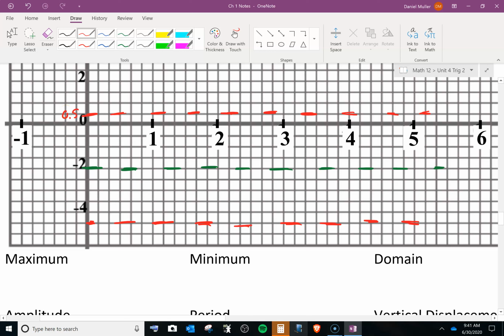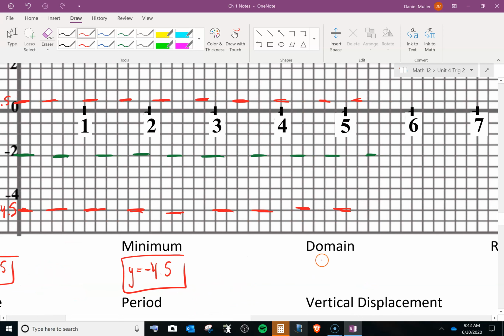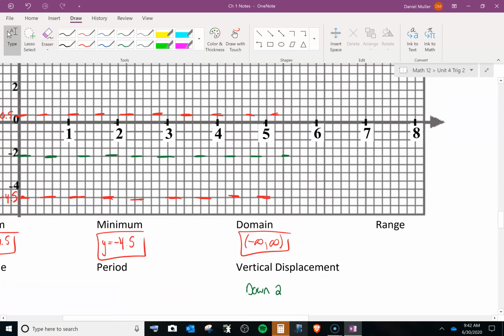That's my height. -2, -4.5, I think. So 1, 2, 3, 4 and a half. Yeah. So that's my minimum and my maximum. I'll write that down. My maximum is 0.5 and my min is -4.5. Domain, I can even do that right now because I know that these graphs go -infinity to infinity, and then I can do my range. That's just based on my min and my max. So -4.5 to 0.5.